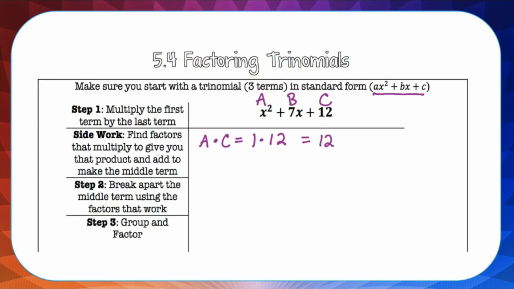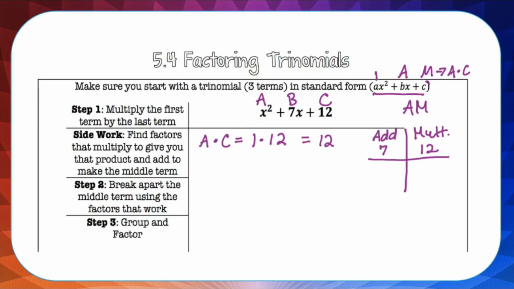And then you're going to set up a t-chart that has your adding to 7, which is the middle term, and multiplying to 12. Remember that it has to add to the middle term and multiply to the last term. For coefficients, you always want to multiply to a times c. If the coefficient is a 1, then it's just going to be multiplying to c. So just remember, it adds to the middle and multiplies to the last if there's no leading coefficient. If there's a leading coefficient, you have to multiply a times c.